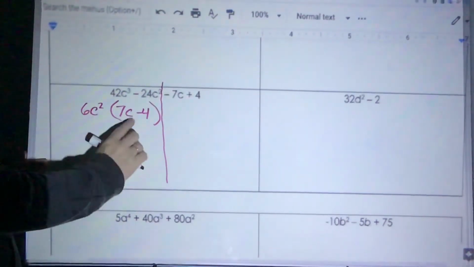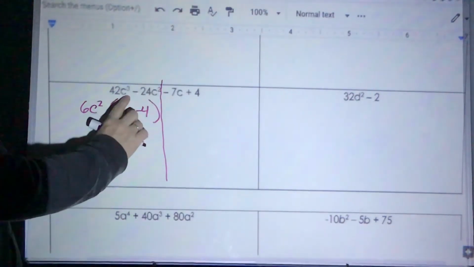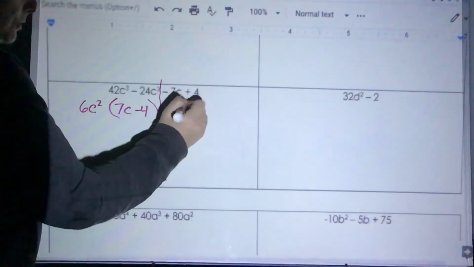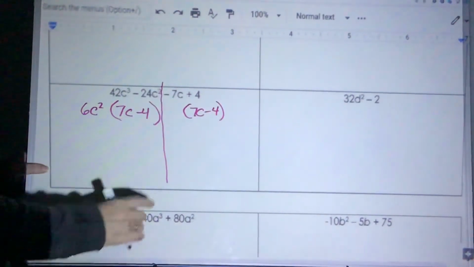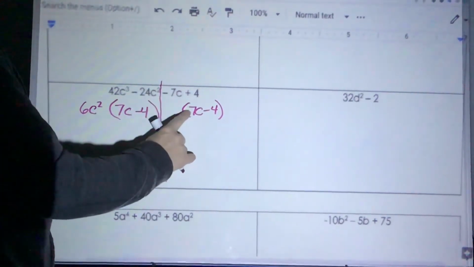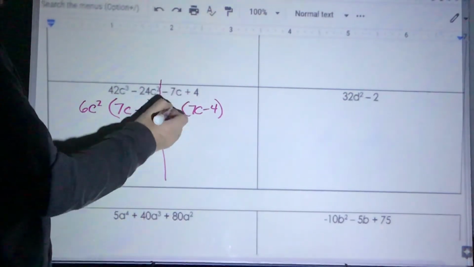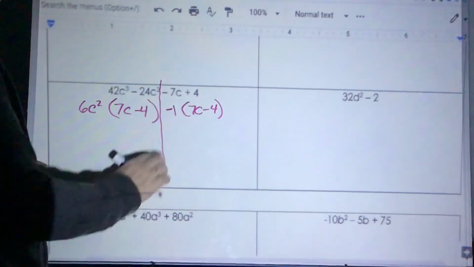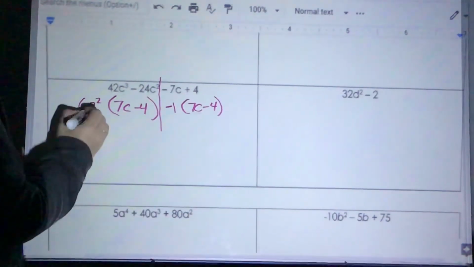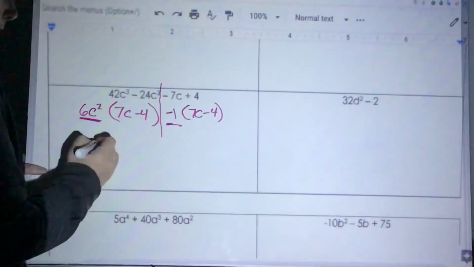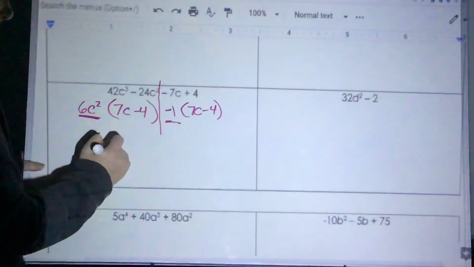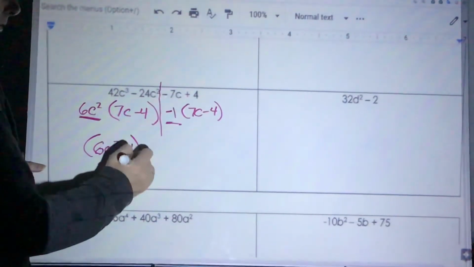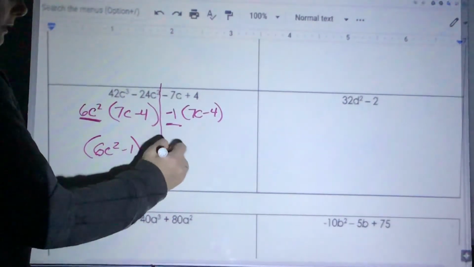If I multiply this by this, I would get to here. So now my parentheses over here also have to be 7c minus 4. So now I'm looking, what would I have to multiply this by to get to here? And I would have to multiply by -1. So in factored form, my two parentheses would be the GCFs, which are 6c squared minus 1, and then 7c minus 4.